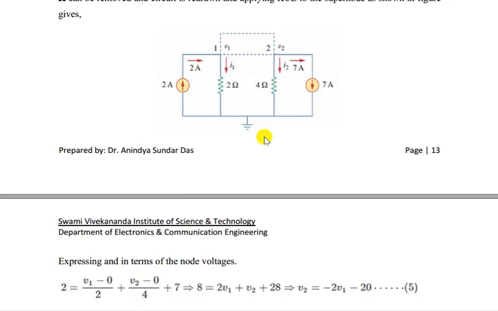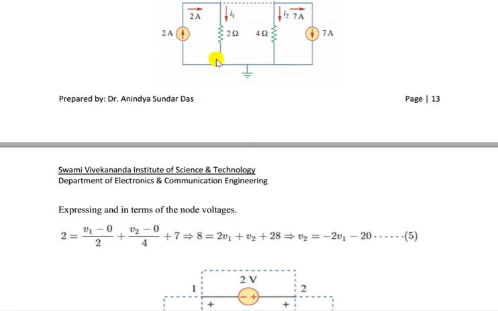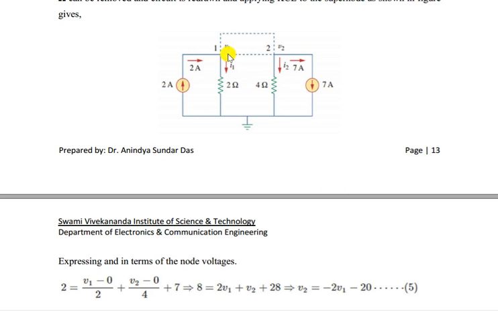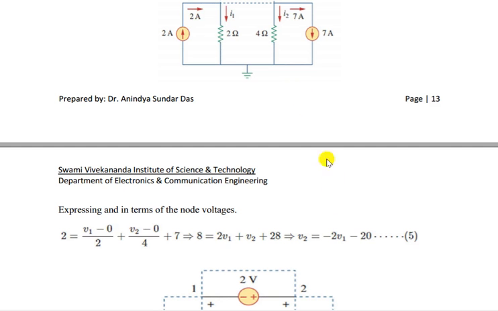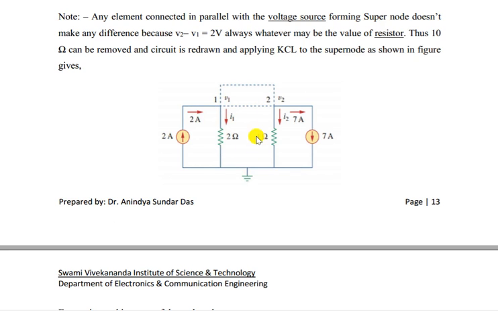So now you have to write the KCL at the super node. Then what happens? (V1 minus 0) divided by 2, plus (V2 minus 0) divided by 4, and this current is leaving, so plus 7, this is entering, so minus 7, and this minus 2. So minus 2, I am taking on the left hand side, it will become 2, so you will get one equation. But now we have two unknowns, V1 and V2, right? So we got one equation. Now from where do we get another equation?